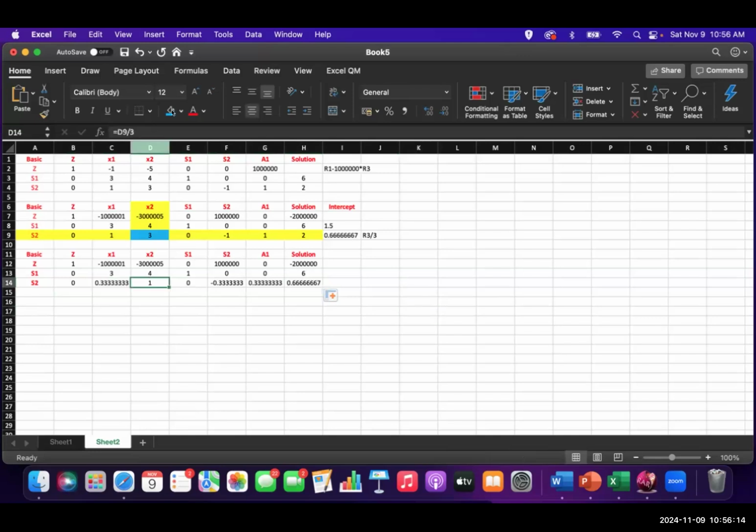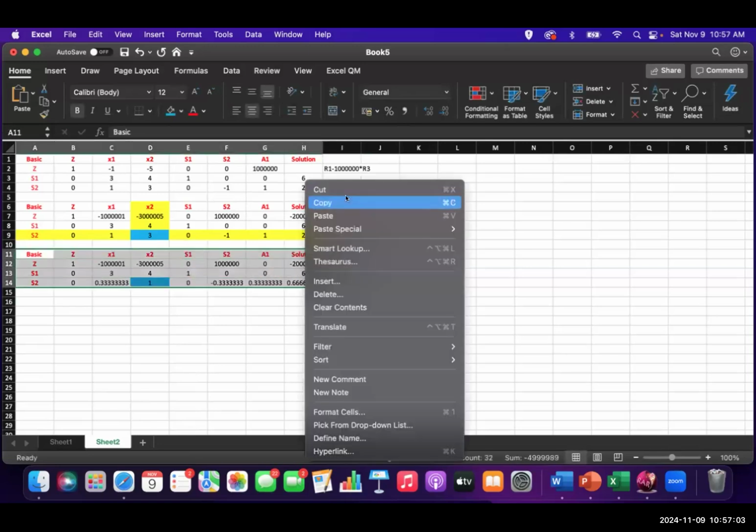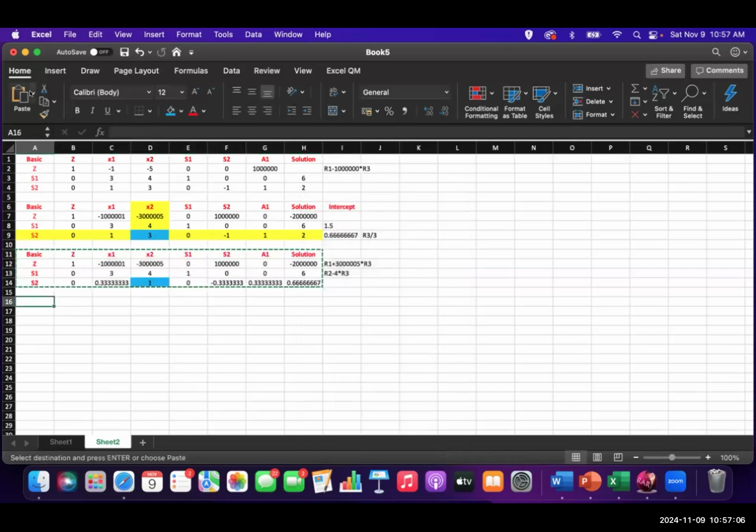And then, since you were able to make the pivot element equal to 1, this is what we'll do next. That's R1. We subtract, so in this case, we plus 3 million 5 times our pivot row, which is R3. And this one is R2 minus 4 times R3. So we copy again. We paste values.